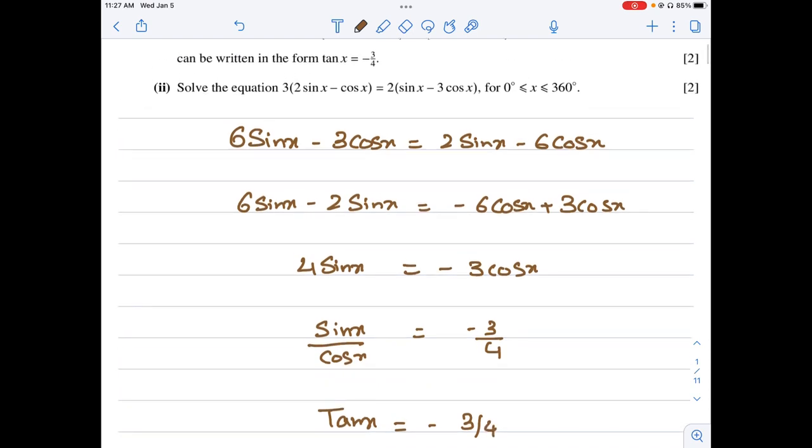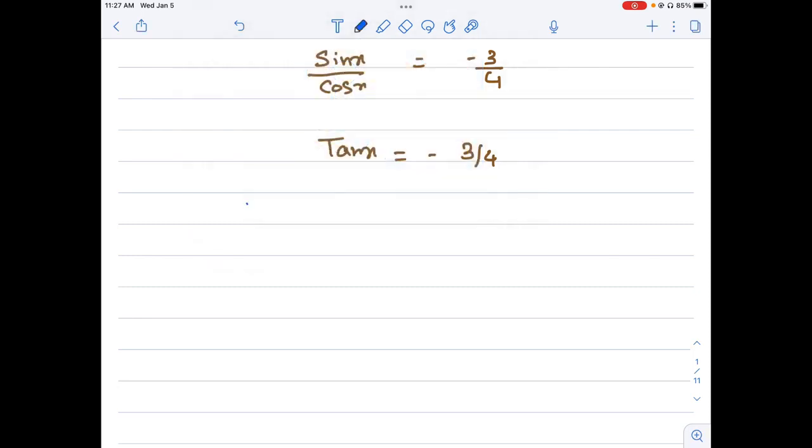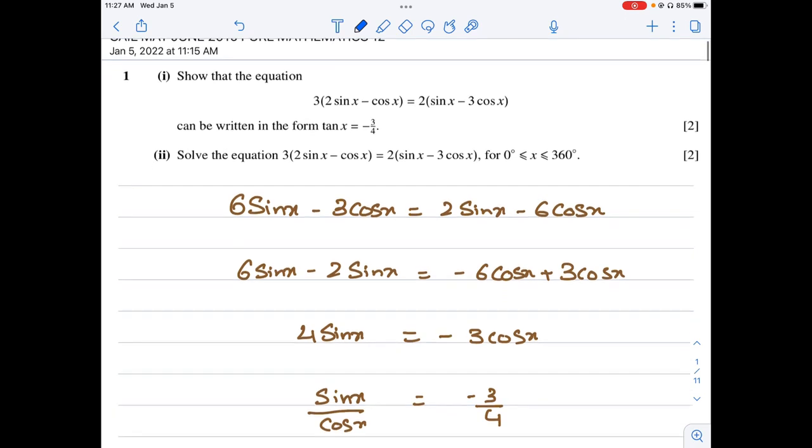That's the first part. Hence solve the equation between 0 to 360. So tan x is equal to this one. So x is equal to tan inverse of minus 3 upon 4. So do tan inverse of minus 3 upon 4 in degrees. Convert the mode of the calculator to degrees. Shift tan inverse of minus 3 upon 4. So it should be giving me something around minus 36.9. But it should be between 0 to 360 degrees.